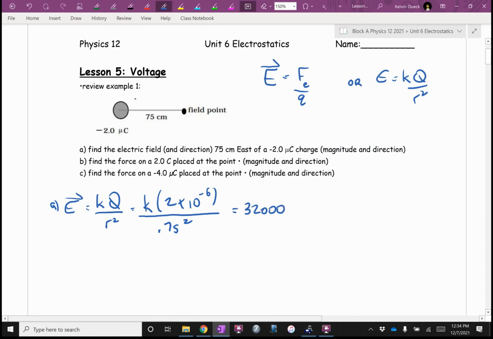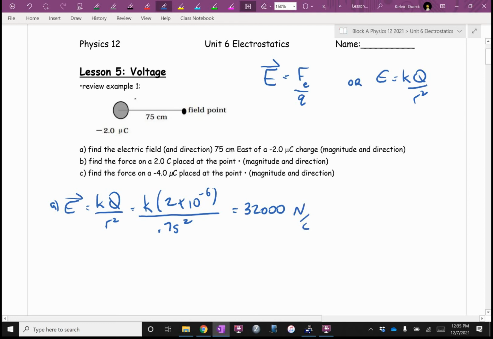Coulombs is charge, it can't be coulombs because this is not a charge. How can you, Nick, look up? How can you get newtons per coulomb? See, it's hidden in that one, right? Force over charge, newtons per coulomb.